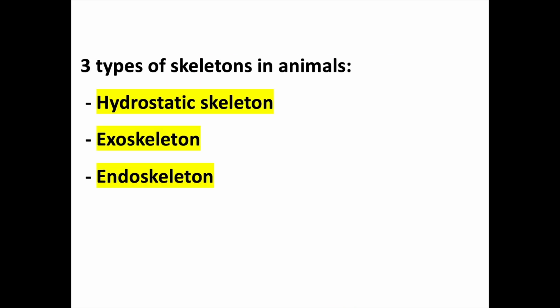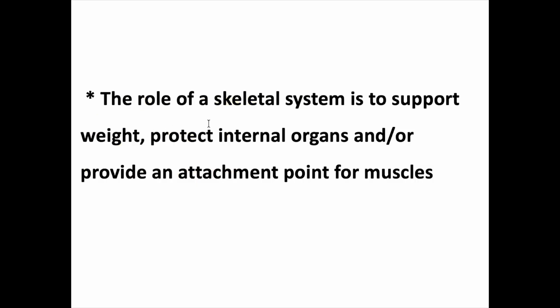So all of these things fulfill similar roles. The role of a skeletal system of any type is to support the weight of the animal, protect the internal organs, and or provide an attachment point for muscles. And this is why the chapter is called musculoskeletal system. Muscles just by themselves floating around in an animal contracting aren't going to do anything unless they're attached to a tough part of the body that can be moved when the muscle contracts.